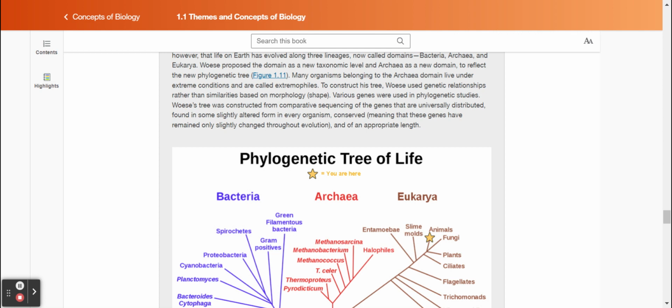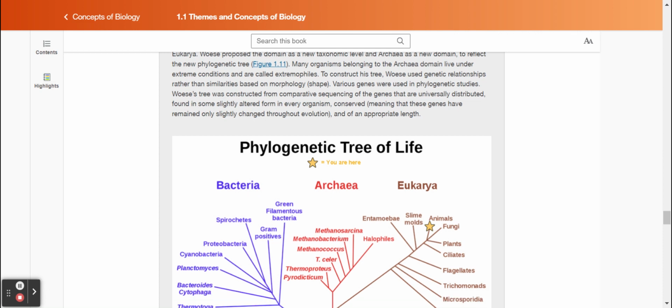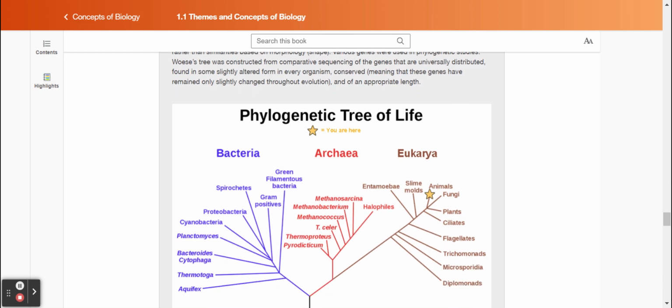To construct his tree, Woese used genetic relationships rather than similarities based on morphology or shape. Various genes were used in phylogenetic studies. Woese's tree was constructed from comparative sequencing of the genes that are universally distributed, found in some slightly altered form in every organism, conserved, meaning that these genes have remained only slightly changed throughout evolution, and of an appropriate length.